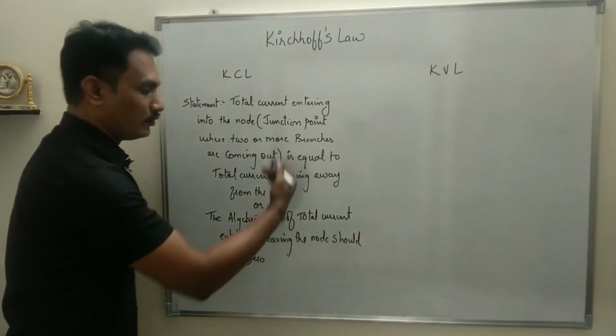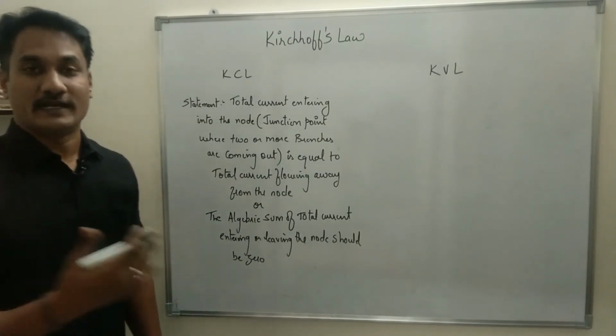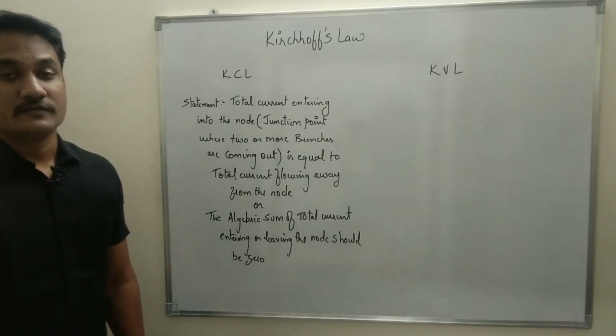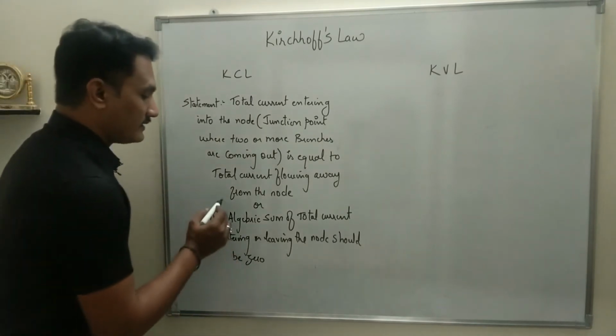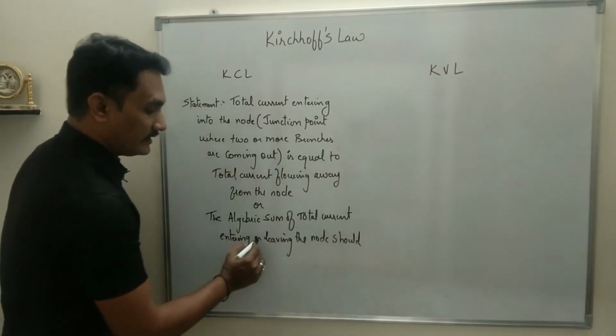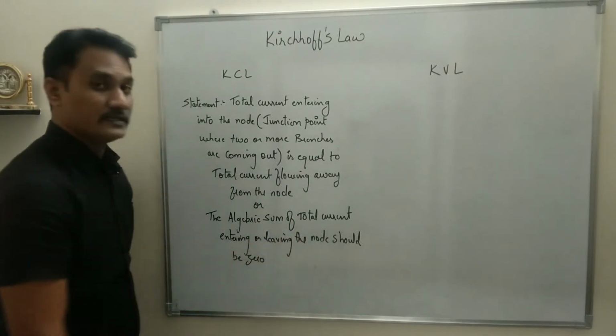Both statements mean the same thing. Of course, you will understand once we write the equation for a particular given circuit. The algebraic sum of total current entering or leaving the node should be zero.